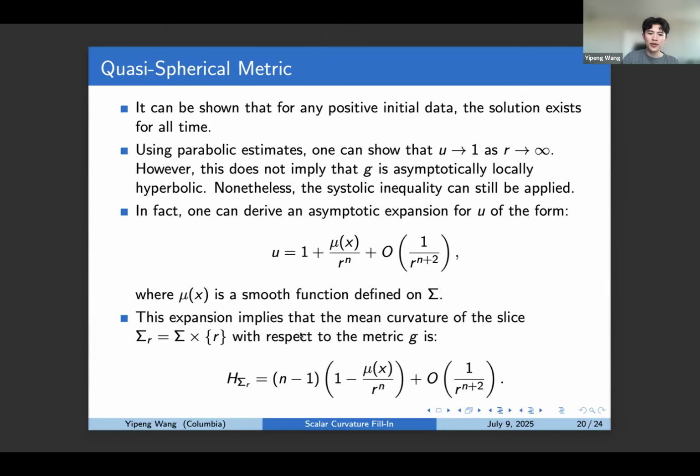And this asymptotic expansion, if you write it out using this ansatz metric, tells you that if you look at each r slice of sigma with respect to G, then the mean curvature of each slice has this asymptotic expansion. So the first order is given by n minus 1, and the next order is something that depends on this function mu that you're looking at.